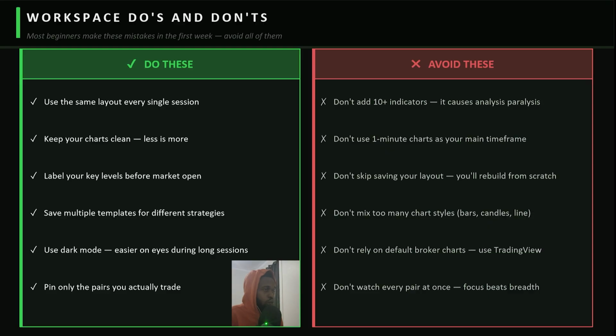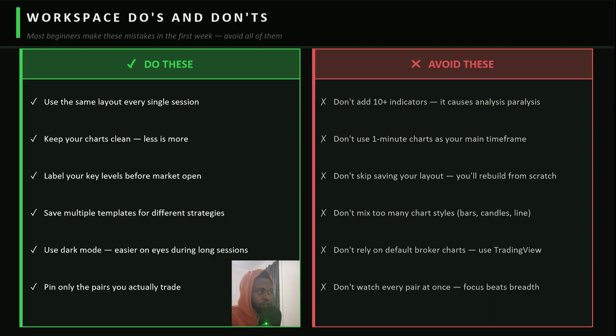So these are the do's and don'ts in the market workspace. These are the do's. You have to use the same layout every single session for consistency, for muscle memory. You have to keep your charts clean, whereby less is more. If you have many indicators, many influences, you'll get analysis paralysis and you won't be able to tag along in the market. You should label your key levels before market open. Remember, in these sessions, the market is usually very volatile, so you need to have planned everything out.